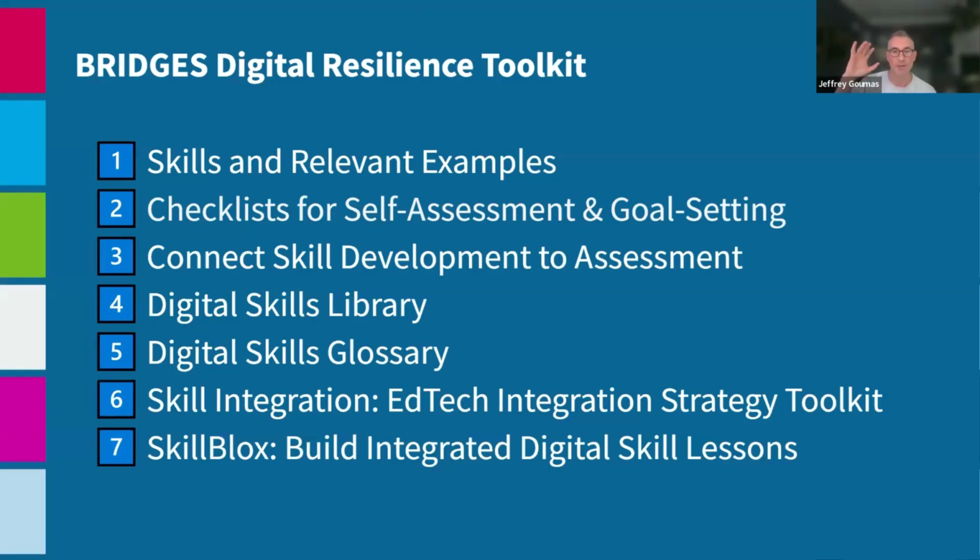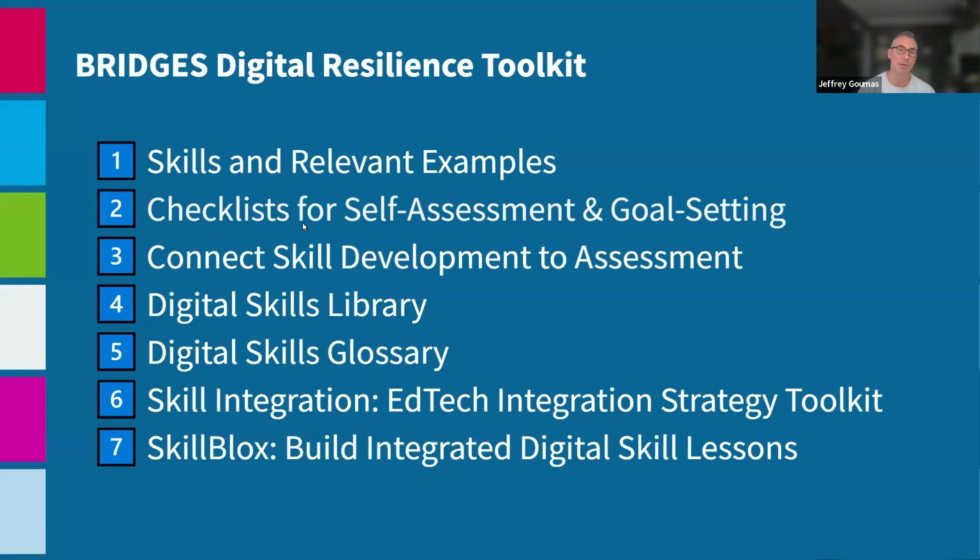So these are the 7 main aspects of the Bridges toolkit that we're now going to walk through in the second half. So we'll look at the framework again, but see just what's in there in terms of the more detailed definitions and examples. But then we're going to look at these resources here for defining digital skills.